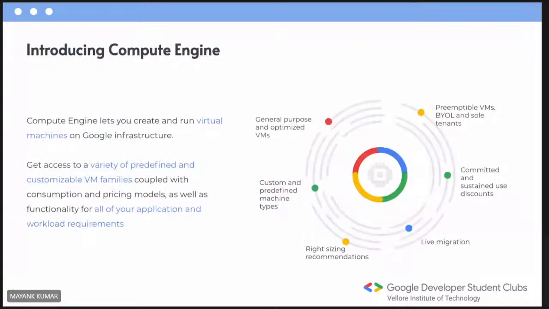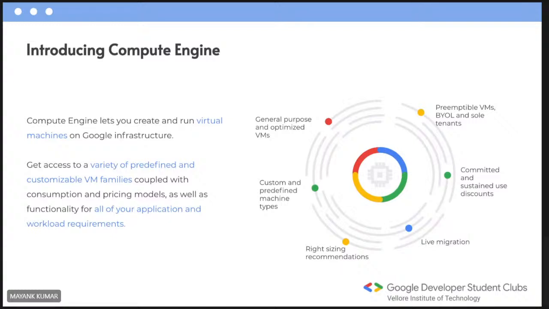What is Compute Engine? Compute Engine provides you with virtual machines where you have a class of virtual machines to choose from. You have general purpose computing machines, you have memory optimized computing machines, you have compute optimized, and you have general purpose also, as I said. So all these classes are there. From each of these classes, you have various options or various specifications that you can choose from.